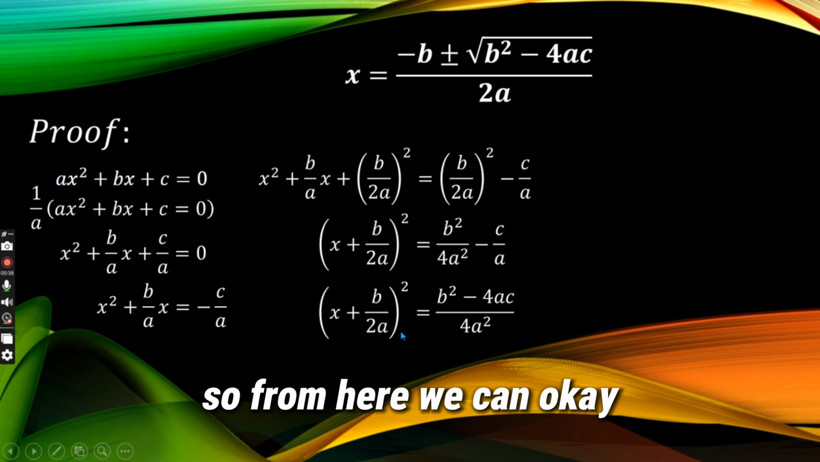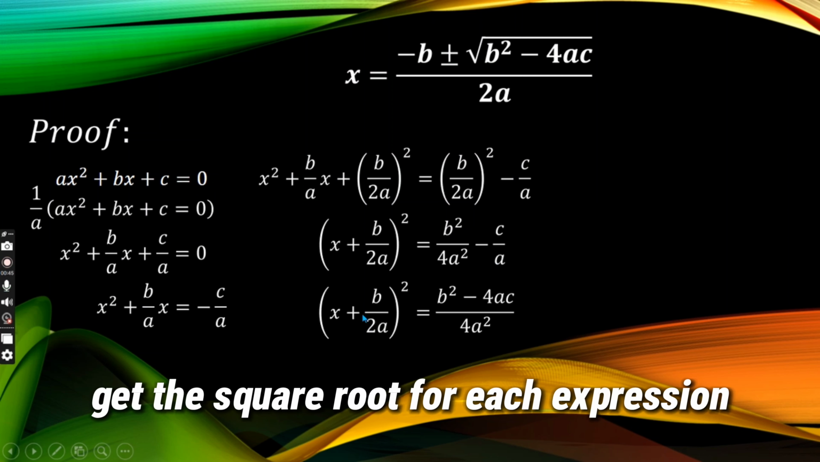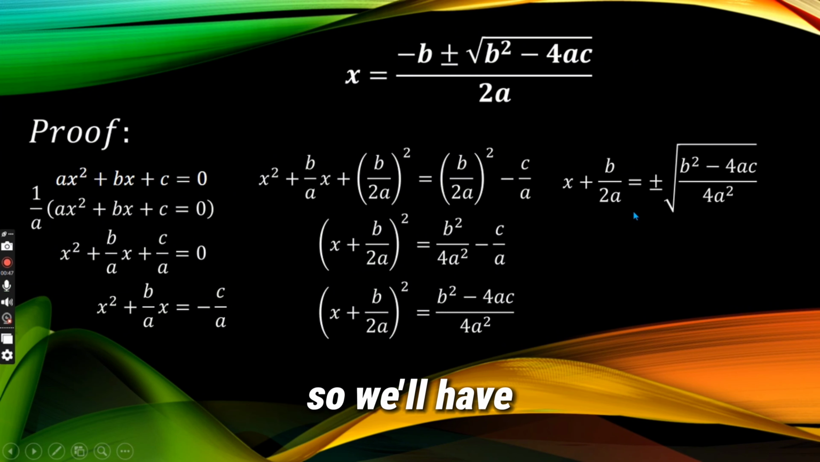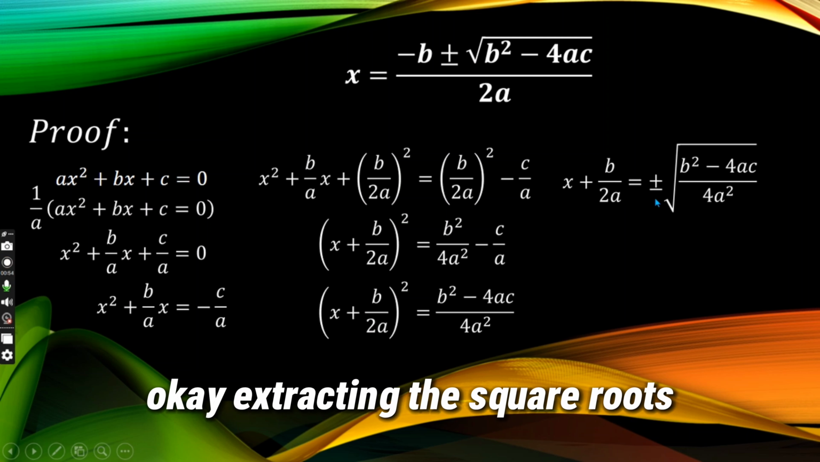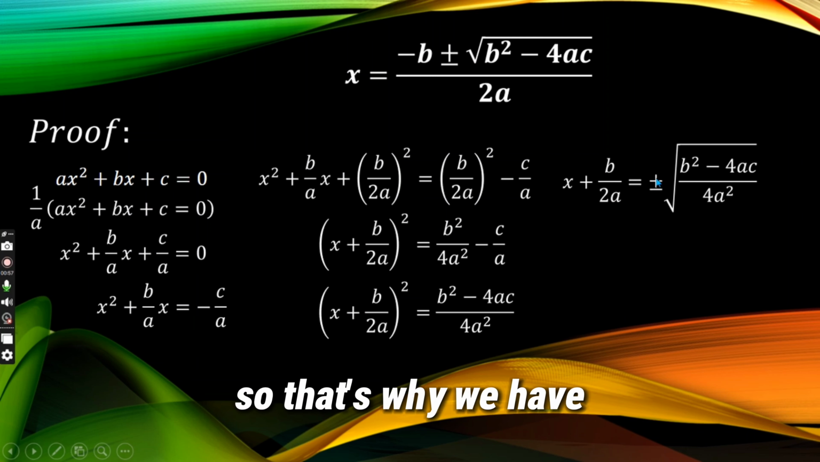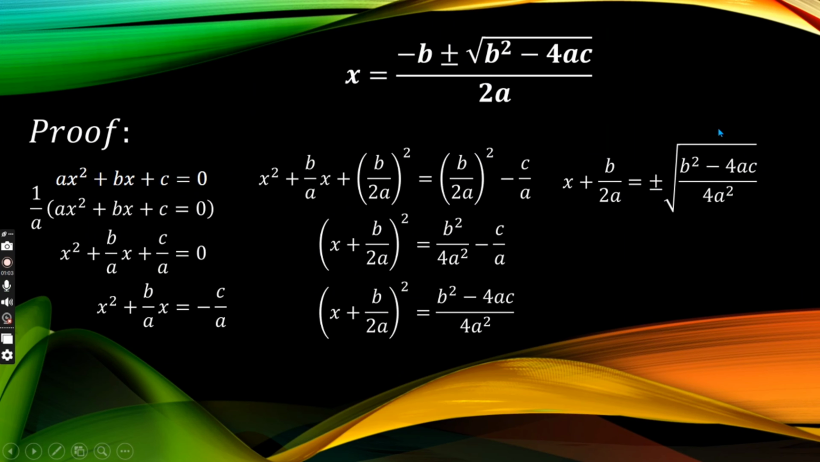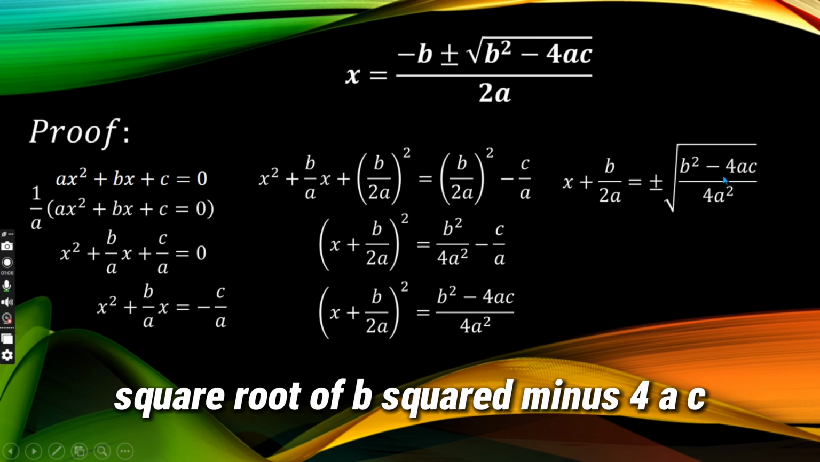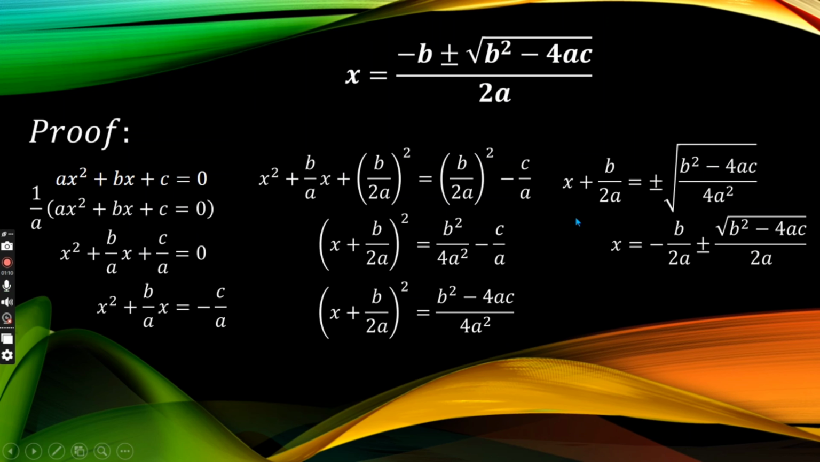From here, we can get the square root of each expression. We are performing the extraction of square roots, so that's why we have positive negative. So we have x plus b over 2a is equal to positive negative square root of b squared minus 4ac all over 4a squared. And then we'll simplify.